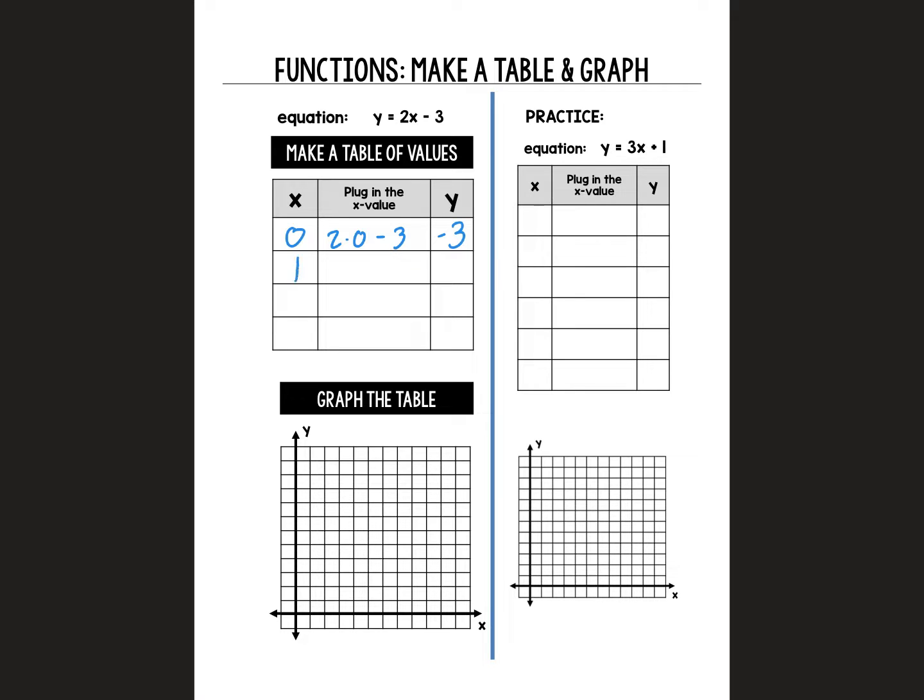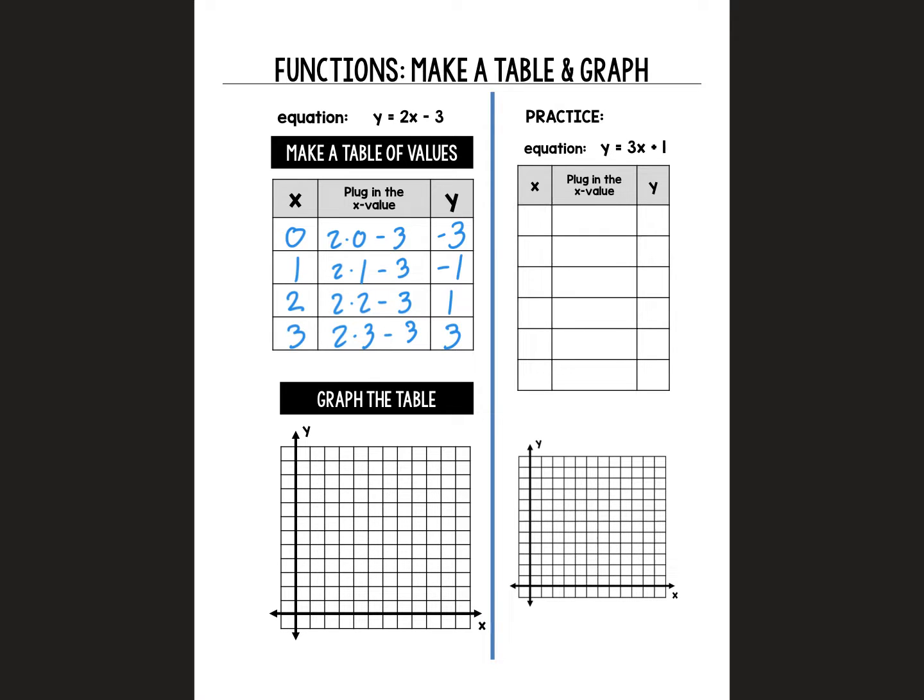If we use x as 1, then 2 times 1 is 2, minus 3 is negative 1. If we plug in x as 2, then 2 times 2 is 4, minus 3 is 1. And for x is 3, we have 2 times 3 is 6, minus 3 is positive 3.